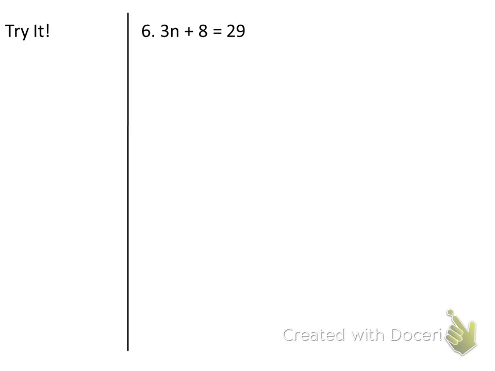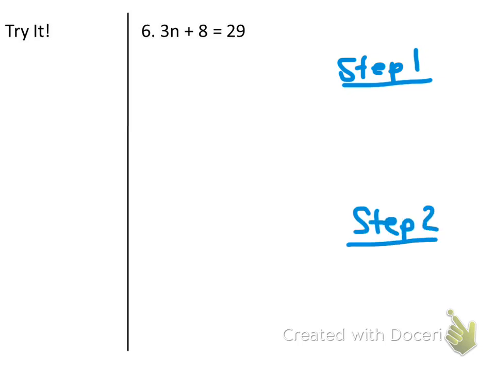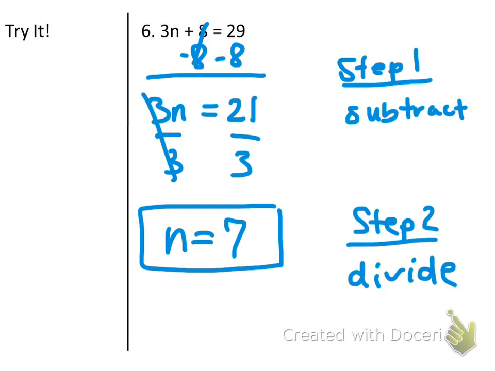Okay, number 6, I'd like you to try it on your own and do both steps this time. So write out step 1 and step 2 on your paper. 3n plus 8 equals 29. Please pause the video. Okay, let's check our work. You should have subtracted 8 from both sides and then divided by 3. So your answer was n equals 7.